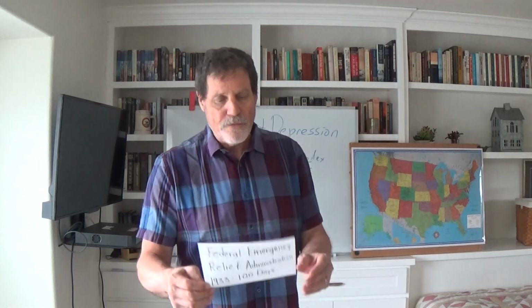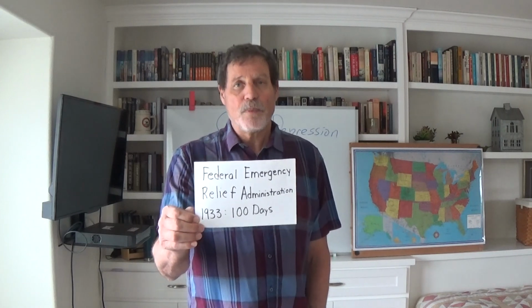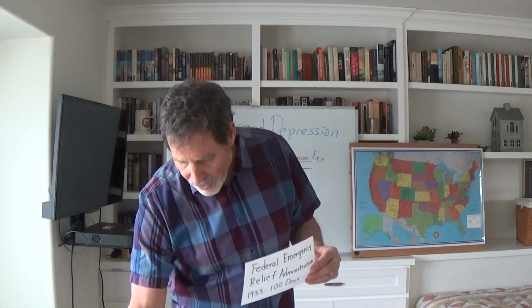Now, the very first act of relief was something called the Federal Emergency Relief Administration. It is not a potential identification, but I do want you to have a sense that this is something that they would do. So this was passed in 1933, and it was probably known as FERA. It was part of the 100 Days legislation, so another thing that is happening right off the bat.